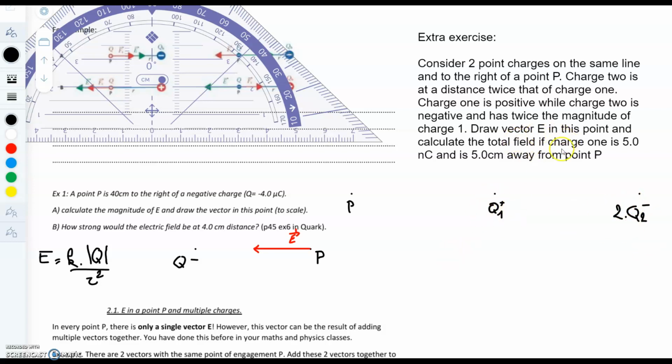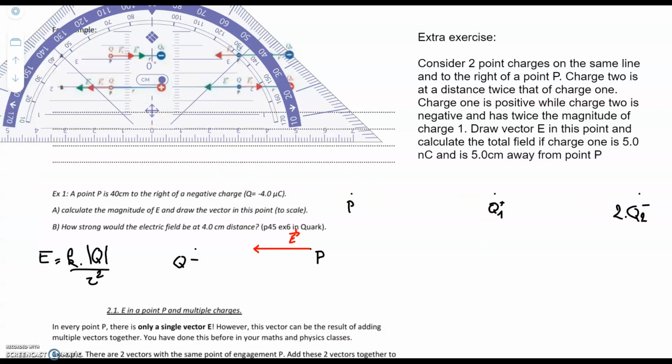Draw vector E in this point, meaning point P, and calculate the total field, total field vector, if charge 1 is 5.0 nanocoulombs and it is 5.0 centimeters away from point P. Meaning you only get the actual information for this charge, but it doesn't matter because it's all in relationship to charge 2, so you can easily calculate those two. However, the tricky bit is having to draw the vectors in this case.